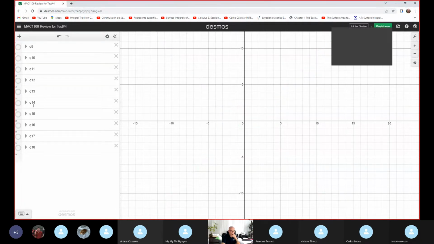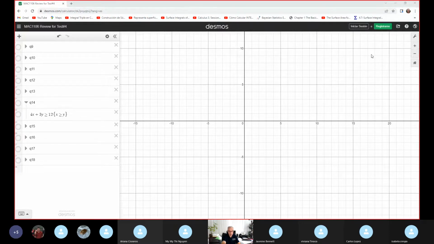Okay, question 14 is a system of inequality, in this case linear. The first inequality is 4x plus 3y. Do you see very well decimal, right? I'm not switching to the whiteboard, only decimals. You see, right? So we have two inequalities. The first one is 4x plus 3y greater than or equal to 12. And the second is x greater than or equal to y. And you put together in that way.